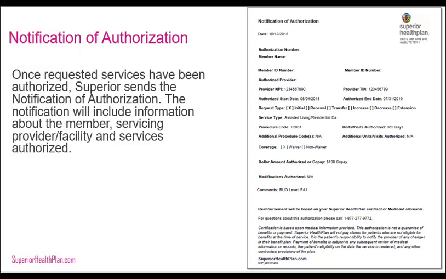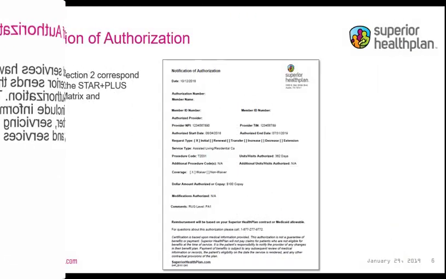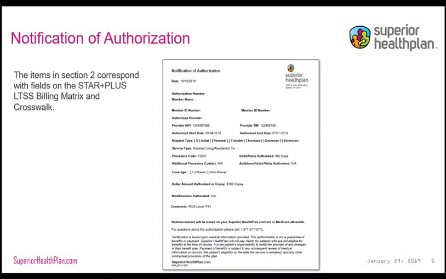Once services have been requested through Service Coordination and authorized, Superior Health Plan sends a Notification of Authorization. The notification will include information about the member, servicing provider or facility, and services authorized. The image shown here is an example of Superior Health Plan's Notification of Authorization.